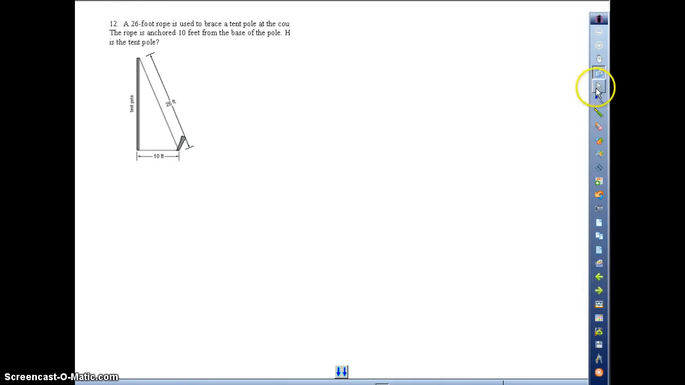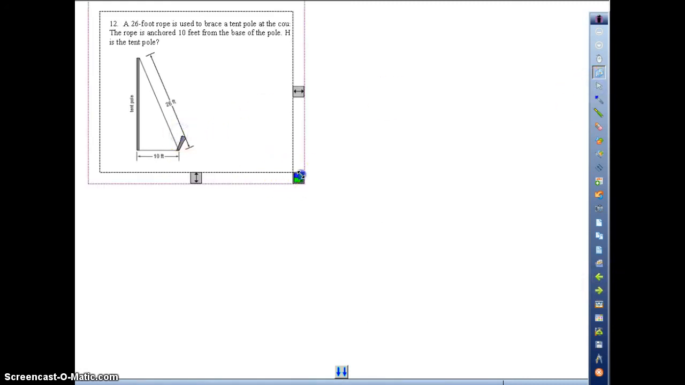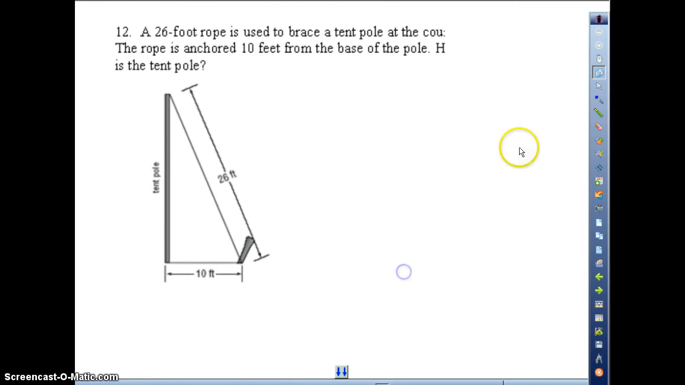Okay, let's take a look at number 12. It says a 26-foot rope is used to brace a tent pole at the, I think I cut it off. The rope is anchored 10 feet from the base of the pole. So this right here is 10. 26 feet is the length of the rope. I'm guessing they want to know what the height of the tent pole is.